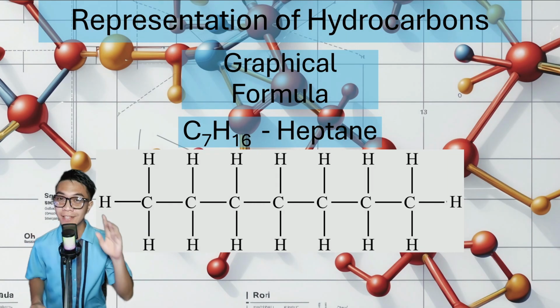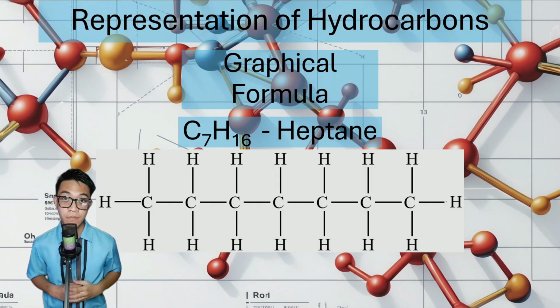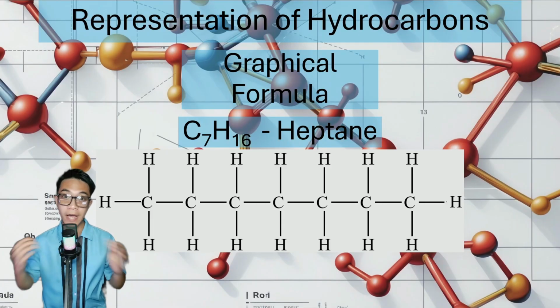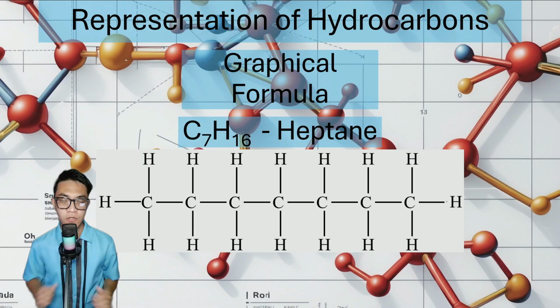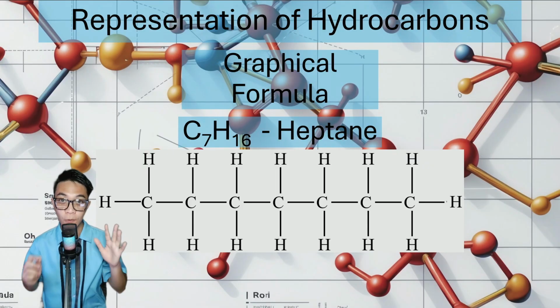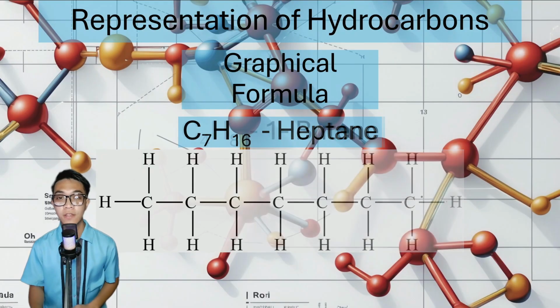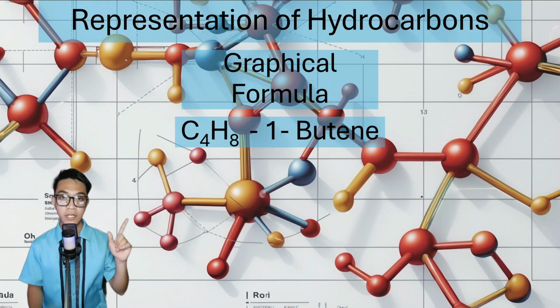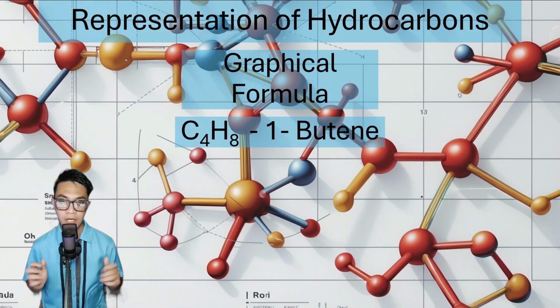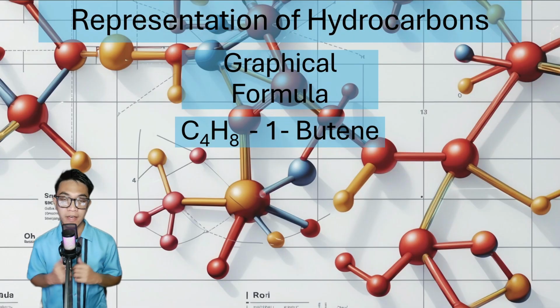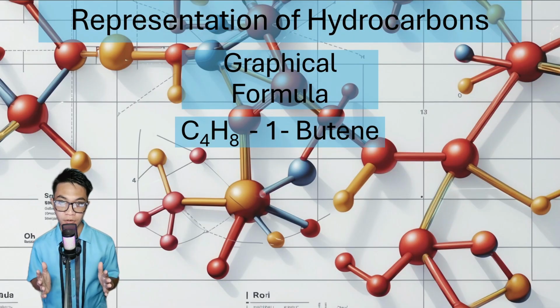Take note that a carbon atom can only have a maximum of 4 bonds shared with a carbon or a hydrogen or other element. So we should only have 4 lines connected to a carbon atom. Let's have another example, and in this case, we have our C4H8 or our 1-butene. This time we have an unsaturated hydrocarbon, which means that it has a double bond because it's an alkene.